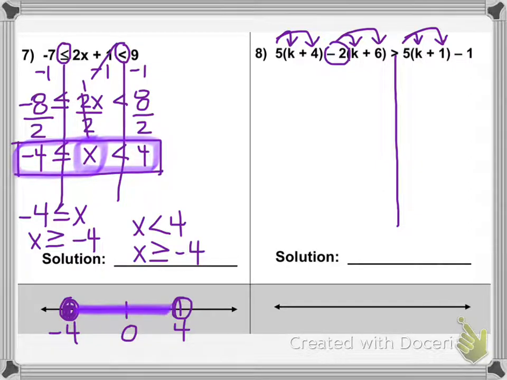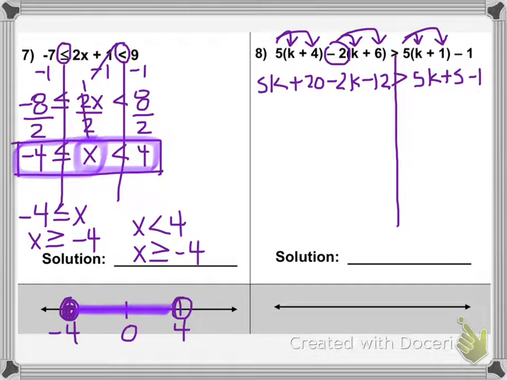All right, for number 8, we've got 3 sets of parentheses, so we're going to distribute 3 times. 5 times k is 5k. 5 times 4 is 20. Negative 2 times k is negative 2k. Negative 2 times 6 is negative 12. Bring down the greater than. On the right, 5 times k is 5k. 5 times 1 is 5. And then we have a minus 1.